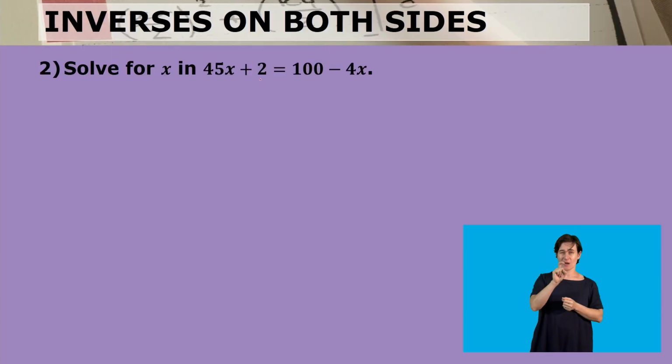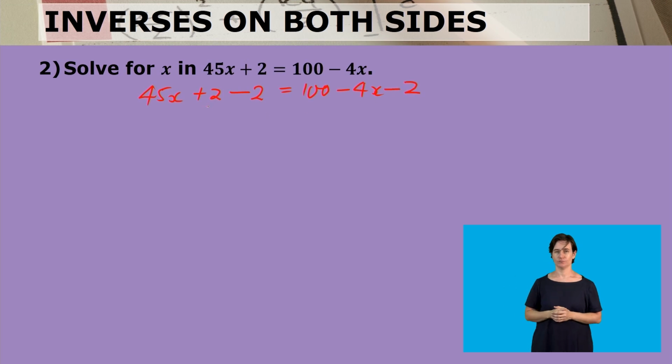Let's look at another question in this regard. Solve for x in 4x plus 2 equals 100 minus 4x. And we do the same. We have 4x plus 2, additive inverse is minus 2, and 100 minus 4x minus 2. And then 2 minus 2 gives us 0, so we remain with 4x equals 100 minus 2 is 98 minus 4x.